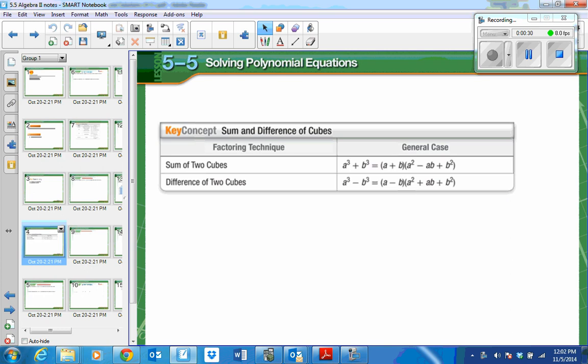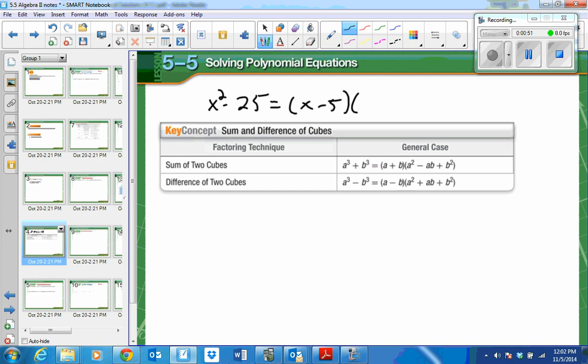So the sum and difference of cubes, this is a type of factoring that you haven't seen yet. Now what I want to remind you of is that when you have the difference of perfect squares, this should be one of the types of factoring that you are most comfortable with, because you've seen this now for 3 years. If you have x squared minus 25, that can factor to x minus 5 times x plus 5.